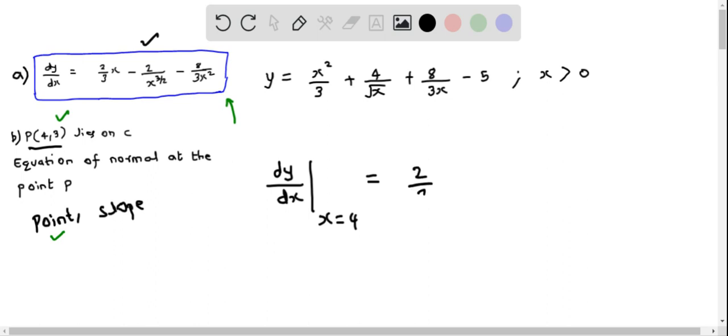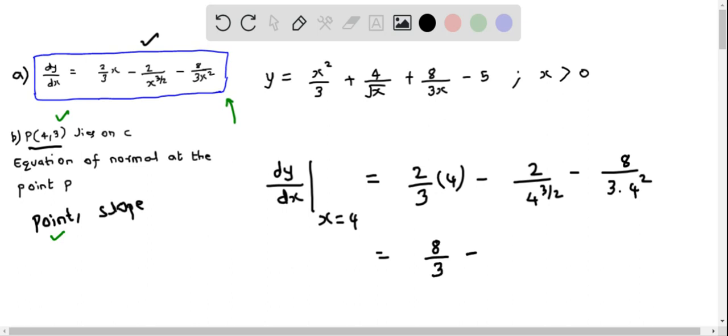So therefore this becomes 2/3 of 4 minus 2 over 4 raised to the power of 3 by 2 minus 8 over 3 times 4 squared. So let's simplify this. 2 times 4 is 8, so this becomes 8 by 3 minus we have 2 over 4 to the power 3 by 2. So that is 4 raised to the power of 3 by 2. This can be written as 4 raised to the power of half.